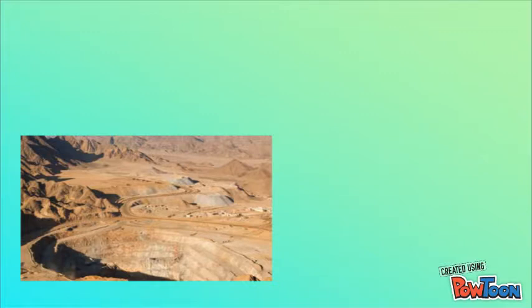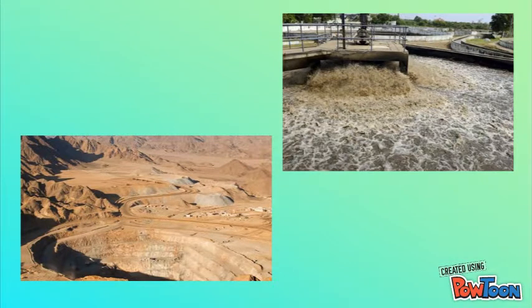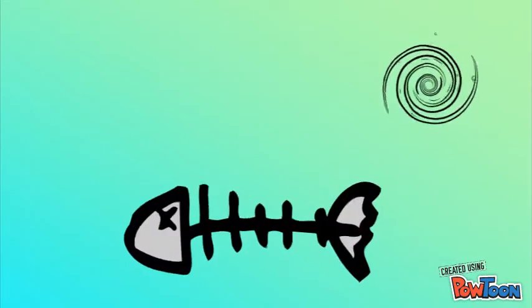Nitrogen is removed from the Earth's crust and soil when we mine nitrogen-rich mineral deposits. Discharge of municipal sewage adds nitrogen compounds to aquatic ecosystems, which disrupts the ecosystem and kills fish.